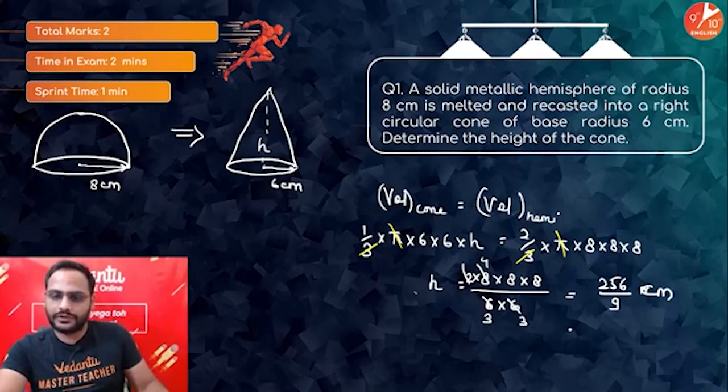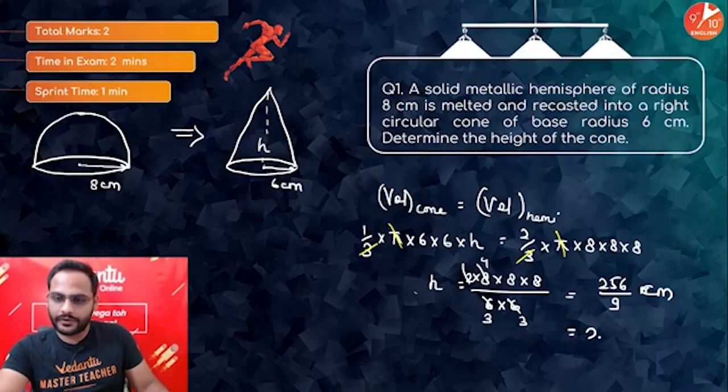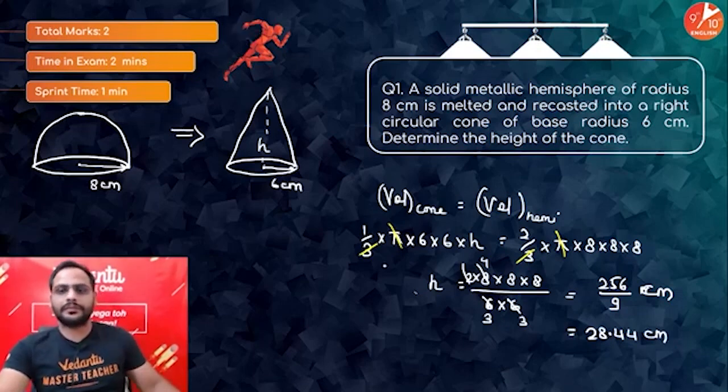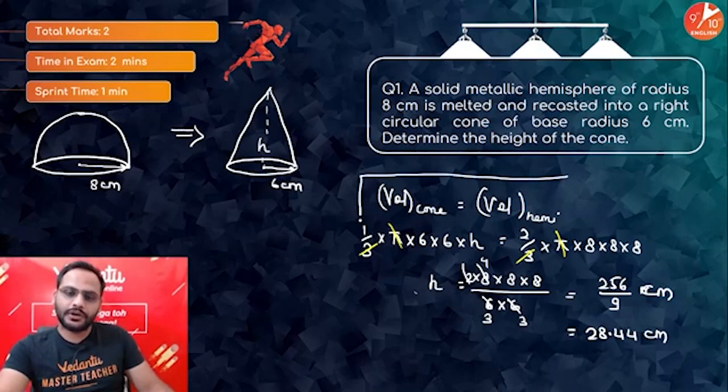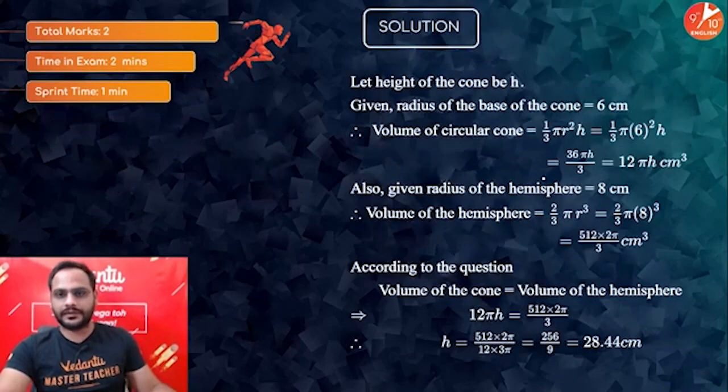If you do the decimal conversion, 28.44. Alright, so simple concept: volume before is equal to volume after in case of casting, melting and recasting.